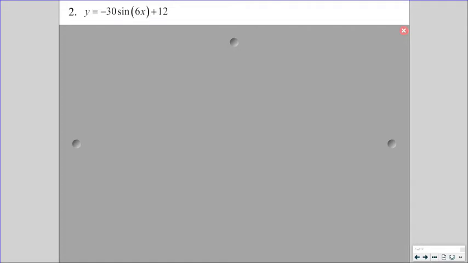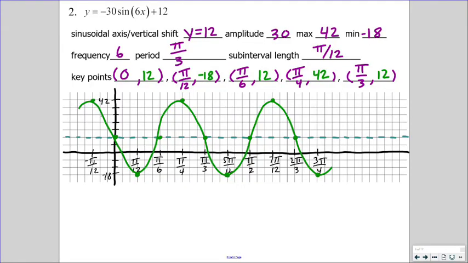Pause the video, go ahead and give number 2 a try on your own, and then when you're ready, come back to check your work. This is just another review problem, and then we'll get into 3 and 4, which include the phase shifts. Final answer for number 2 looks like this. If you need time to check your work, go ahead and pause the video. We're going to move on to number 3.